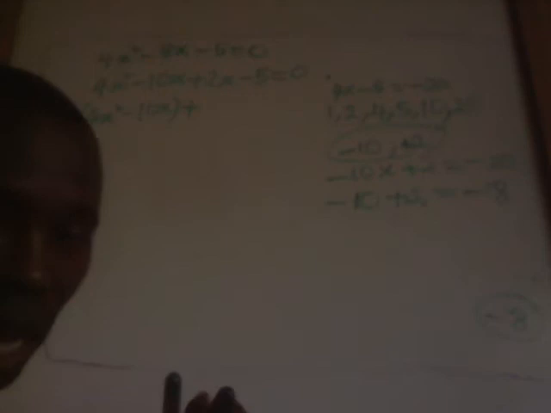Now we have 4 terms. The 4 terms, we group them into 2. So 4x squared minus 10x is one group. Then plus 2x minus 5. There must be a sign in between, so the sign in front of 2x is plus. Then open the bracket, 2x minus 5, close bracket, all equals to what? 0.